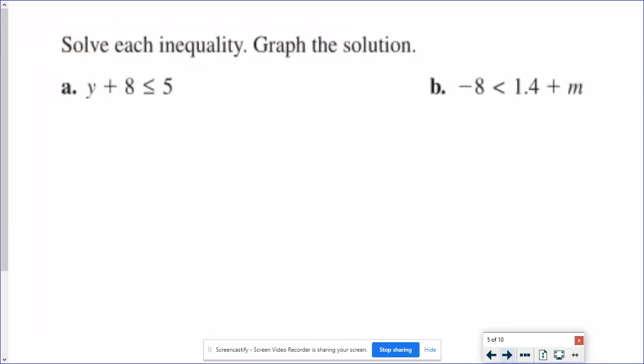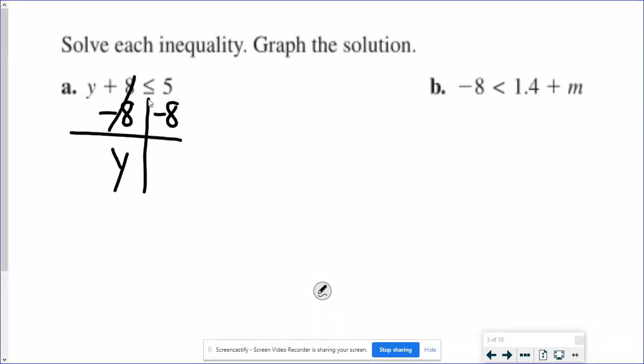These problems now have some addition instead of starting with subtraction problems. So for letter A, I would start by wanting to get rid of the adding 8. So I would subtract 8 on both sides. And I'll get that y is less than or equal to, you can do a keep change here if you need to, a negative 3.